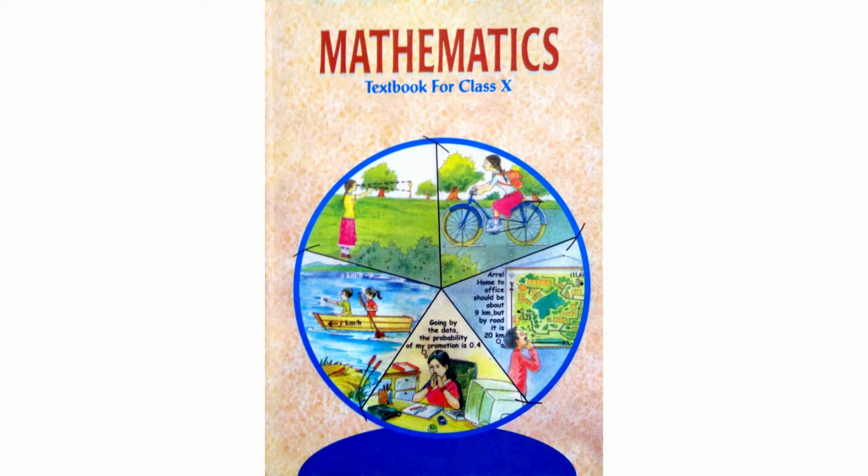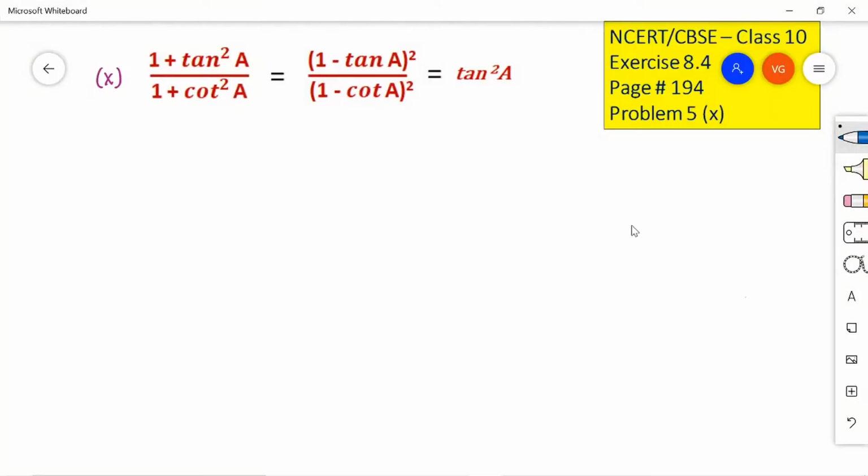I am going to solve CBSE NCERT textbook for class 10 with a detailed explanation for all the chapters. This is the last subsection from problem number 5, exercise 8.4. The problem is to prove (1 + tan² A)/(1 + cot² A) = ((1 − tan A)/(1 − cot A))² = tan² A.